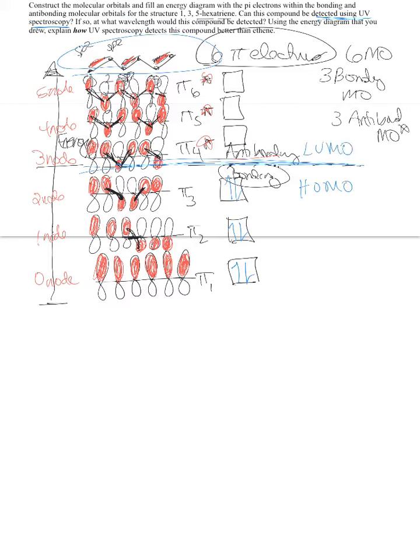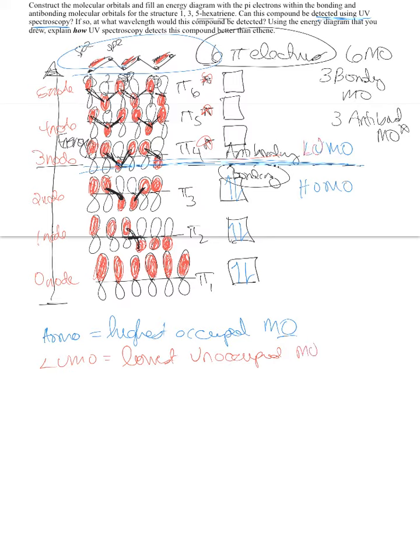Okay, so the HOMO molecular orbital, let's see what that stands for. That's the highest occupied molecular orbital. And then LUMO would be your lowest unoccupied molecular orbital. So this is your LUMO. Notice it's unoccupied. There are no electrons in that molecular orbital. And then your highest occupied molecular orbital, highest in energy, is here.